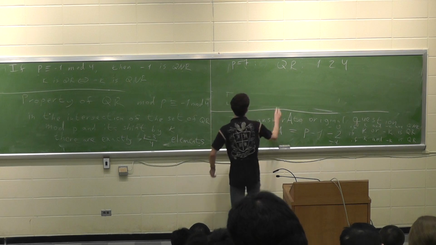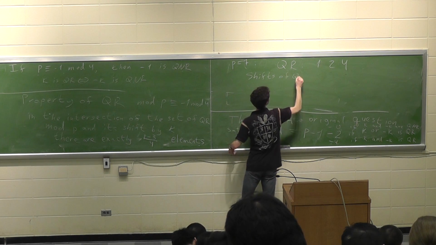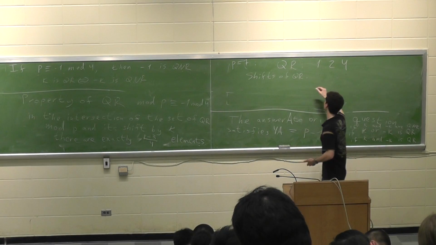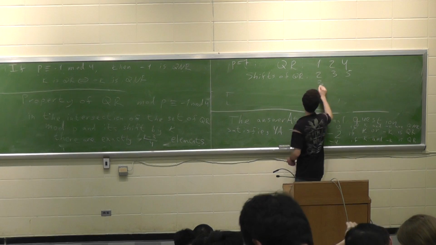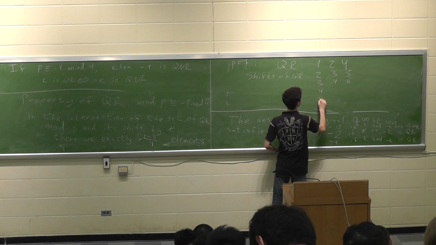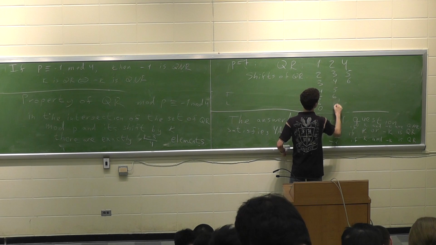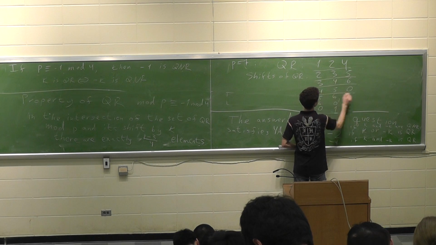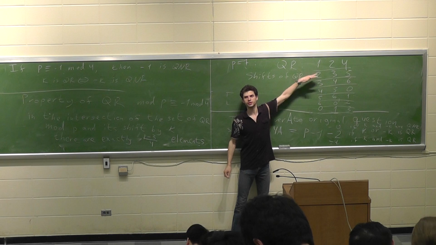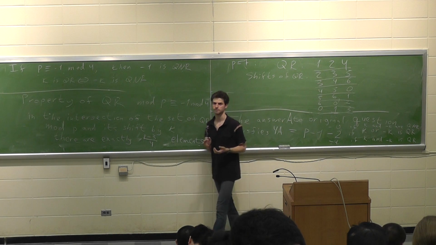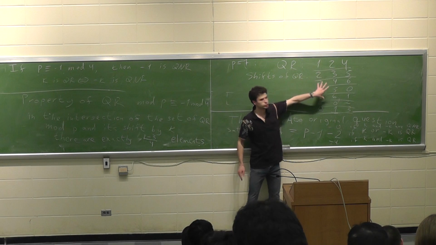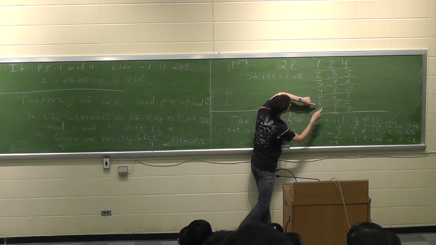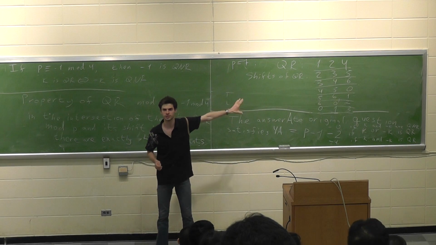Now the shifts of the quadratic residues. Shift it by 1: 2, 3, 5. Shift by 2: 3, 4, 6. Let me continue: 4, 5, 0. Then 5, 6, 1. Then 6, 0, 2. Then 0, 1, 3. These are the quadratic residues, and these are the quadratic residues shifted by different integers. If I take any two sets here, in the intersection there is exactly one element. For example, 3, 4, 6 and 6, 0, 2 share exactly one element, 6. You can try with any pair here.